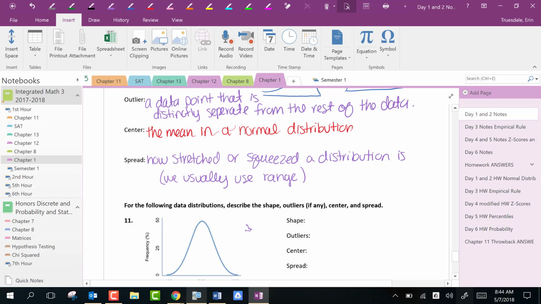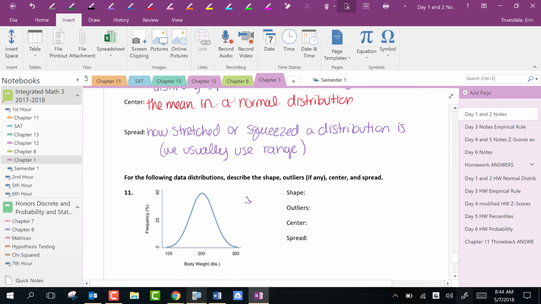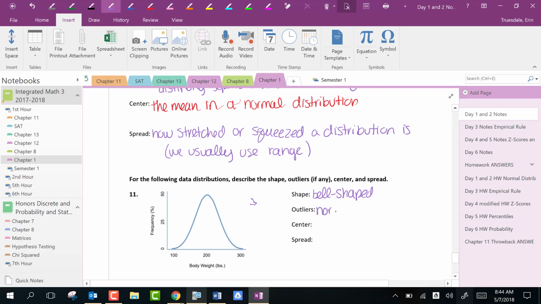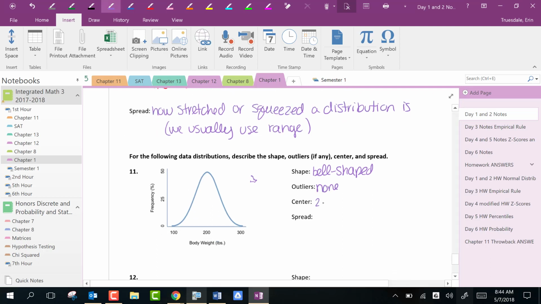Okay, so let's look at 11. How would you describe its shape? Good, it's bell-shaped. You could say it's symmetric. Do you think that there's any outliers, like where they're way far out? No. Okay, what's the center? 200 pounds. And the spread, so we're going to use the range to describe the spread, goes from what to what? Good, 100 to 300 pounds.